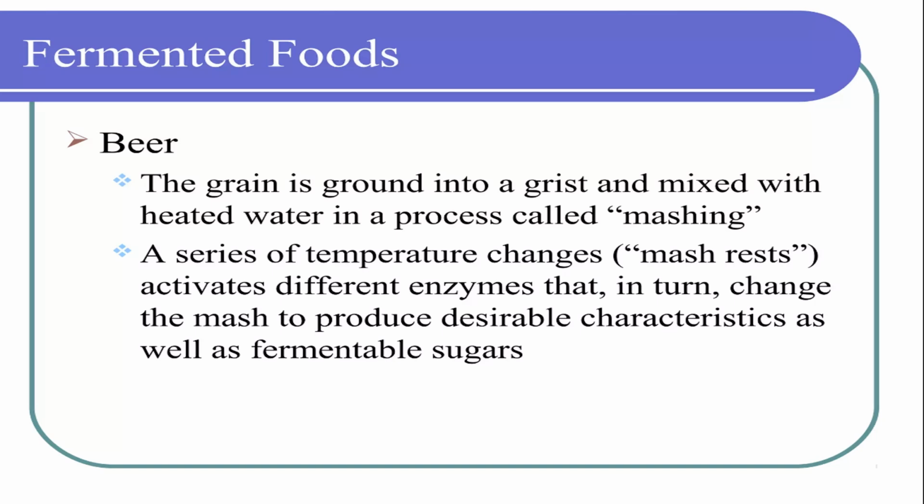The grain is ground into a grist and mixed with heated water in a process called mashing. A series of temperature changes, mash rests, activates different enzymes that in turn change the mash to produce desirable characteristics as well as fermentable sugars.